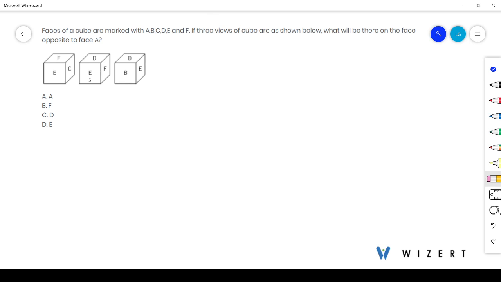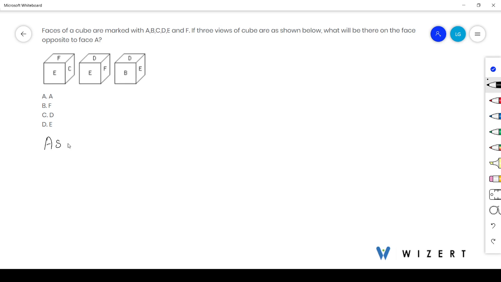Our question is, faces of a cube are marked with A, B, C, D, E and F. If three views of the cube are as shown below, what will be there on the face opposite to face A?